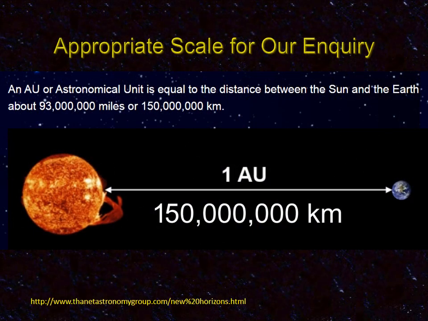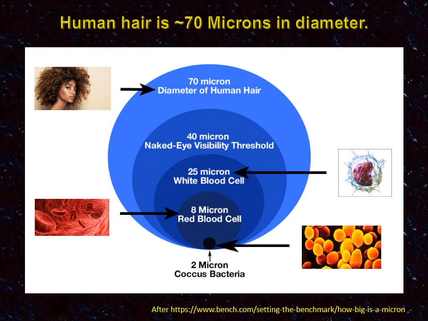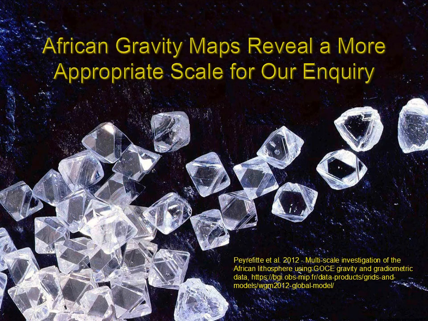A totally inappropriate scaling that could be used is astronomical units, where one astronomical unit represents 150 million kilometers. Totally inappropriate. And going to the other extreme, we could use microns for scaling. It becomes obvious from this diagram that using 70 microns, the diameter of a human hair, is totally inappropriate scaling for measuring anything on or in the Earth. Perfit et al. 2012, in their paper titled Multiscale Investigation of the African Lithosphere, use appropriate scales for our model, for our investigation.